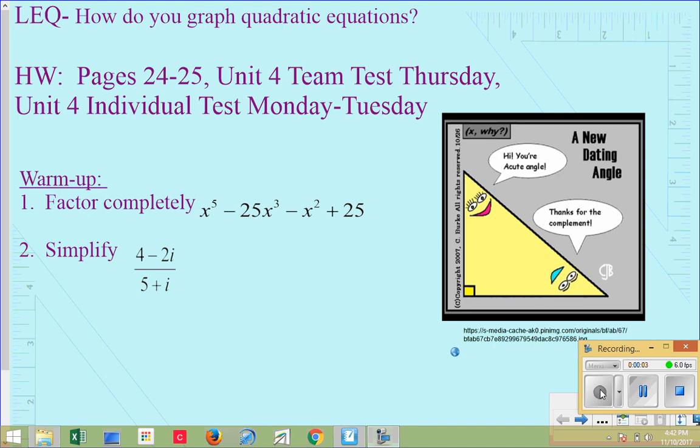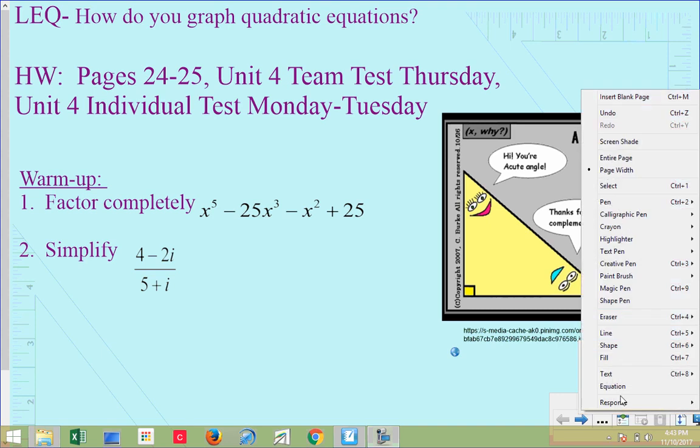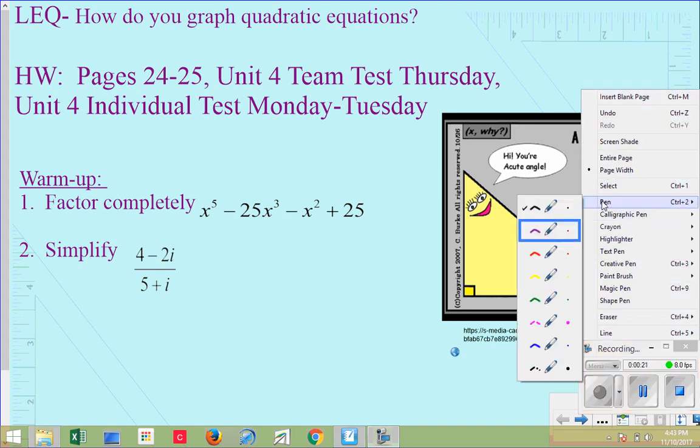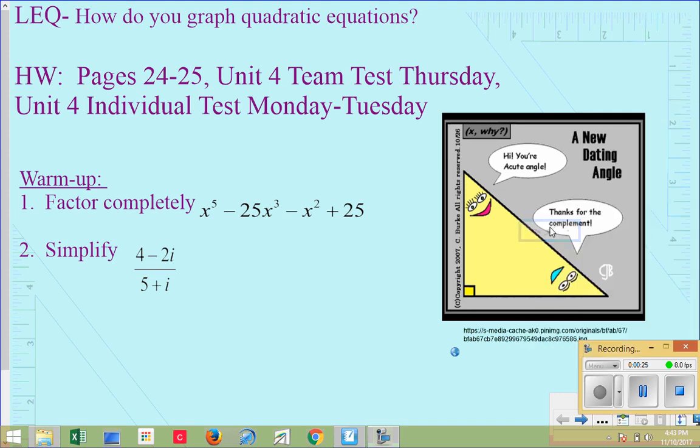Okay, this is day 13 of Unit 4. We started today with a homework quiz, so if you missed class, please make that up when you return. But we then did this warm-up, so you should pause the video, try it, and then play to check your answers. So the first one is 4 terms, so I'm going to try to factor by grouping.